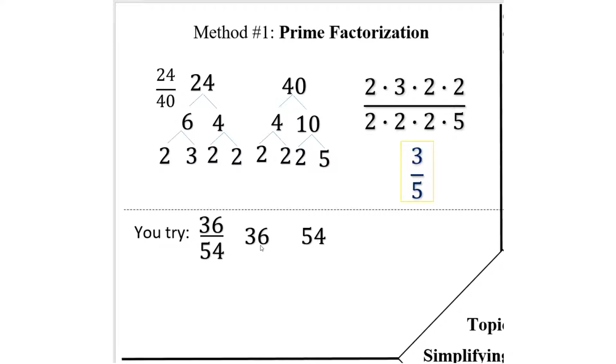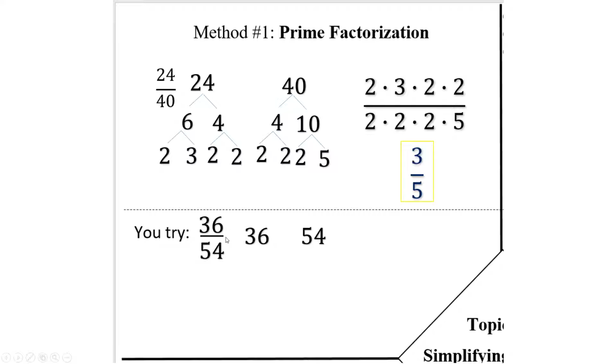So on top, you'd have 2 times 3 times 2 times 3. And on the bottom, you would have 3 times 3 times 2 times 3. So 2 3's will cancel out, 2 2's will cancel out, 2 3's will cancel out. So sorry that I don't have the visual here, but the answer is 2 over 3, 2/3.